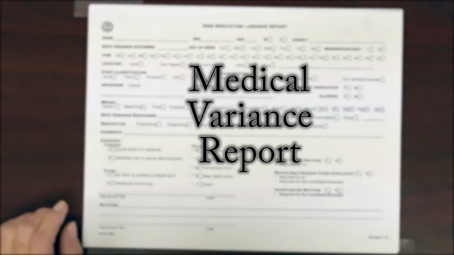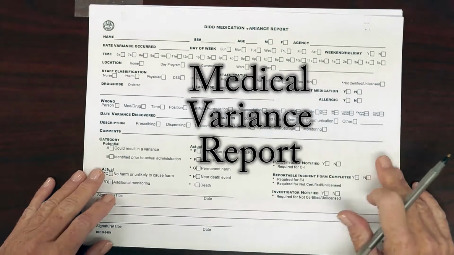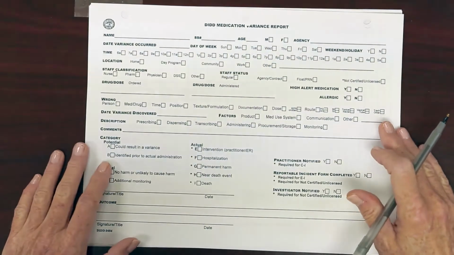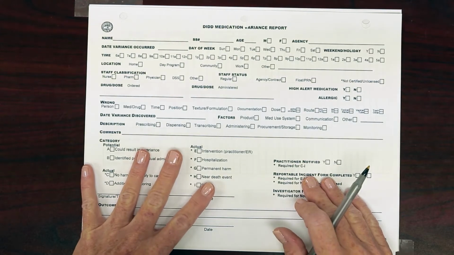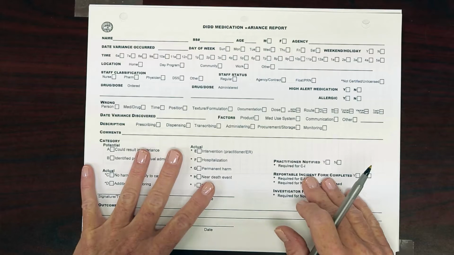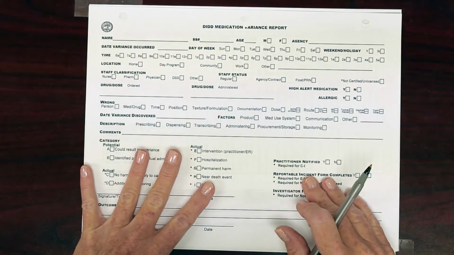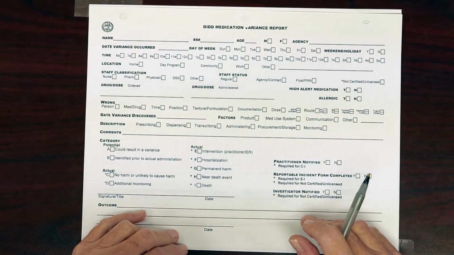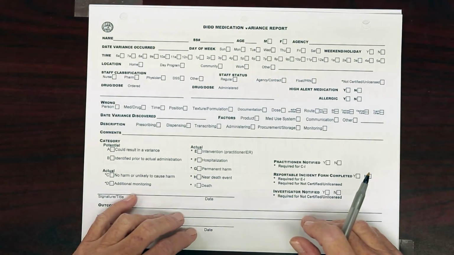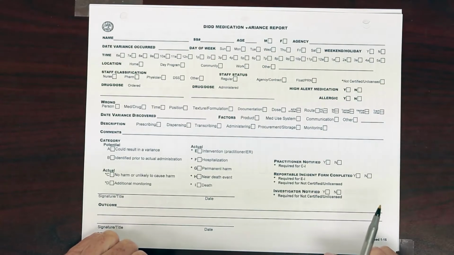Okay, so now I'd like to just do a short review on the use of the DIDD medication variance report. This document will be available in your homes so that you can complete med variance forms immediately after you identify or immediately after you cause a medication error or variance. And they're very simple to fill out. I just want to touch on a few things here.